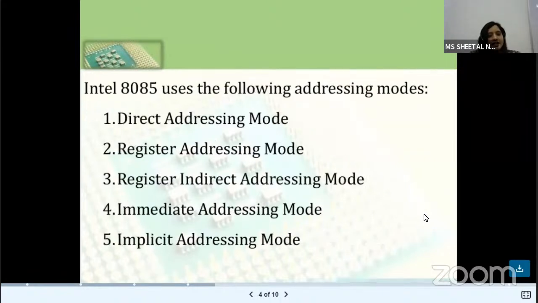First one is direct addressing mode. Second one is register addressing mode. Third one is register indirect addressing mode. Fourth one is immediate addressing mode. And last one, implicit addressing mode. These all are the addressing modes of the 8085 microprocessor.